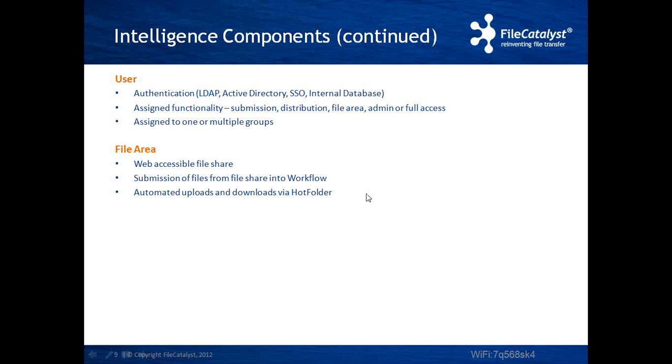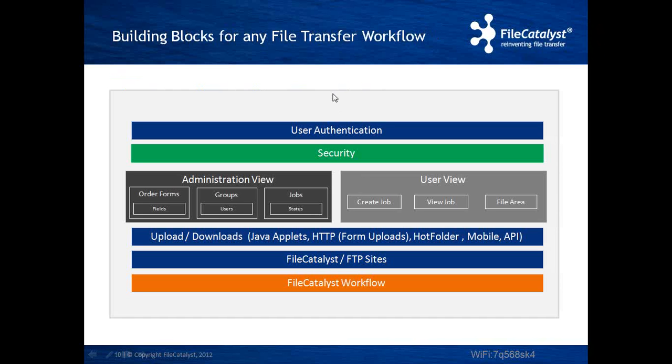In file areas, once again, similar to Dropbox, you can connect via the web, or you can connect via a hot folder to keep something in sync, and then everybody can see this. And once again, this is all done via a notification list, so if there are any changes to file areas, everyone will be notified. So just building blocks.